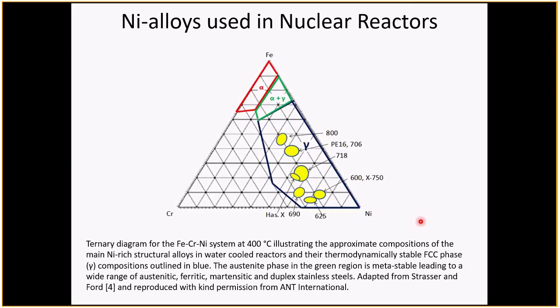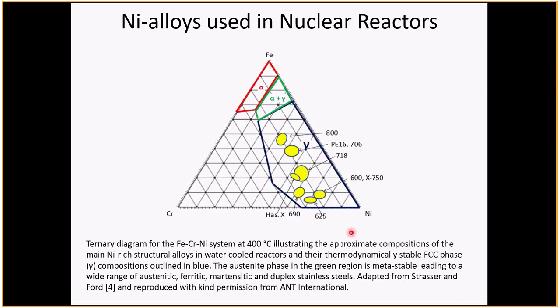So what I've got here is a ternary phase diagram at around 400 degrees C. It would be nice if it was 300 degrees C, but this is 400 degrees C. I think it's the only one that was available. I don't know why people pick 400 degrees C, but it's a reasonable temperature to look at. It's a slice through the ternary phase diagram, chromium, iron, and nickel. And it shows the approximate composition for the different alloys that are used in nuclear reactors.